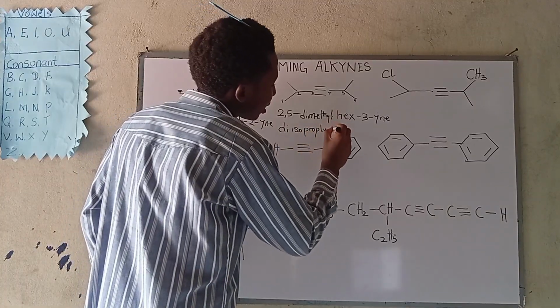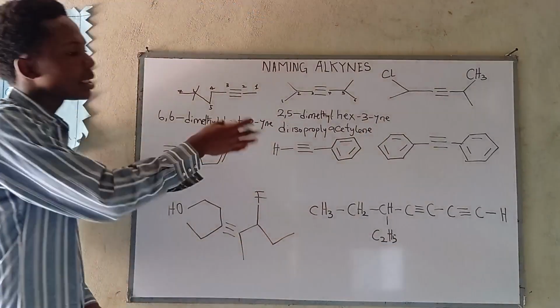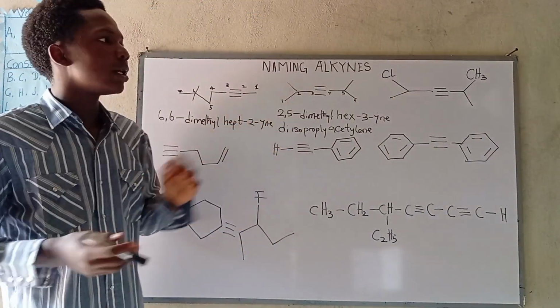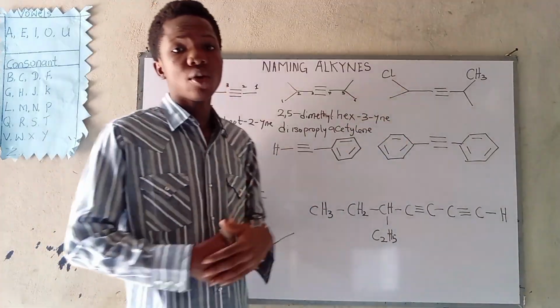Diisopropyl acetylene. Alright, this is the what? This is the common name. Alright, since we've named this guy, let's move over to this other compound here.